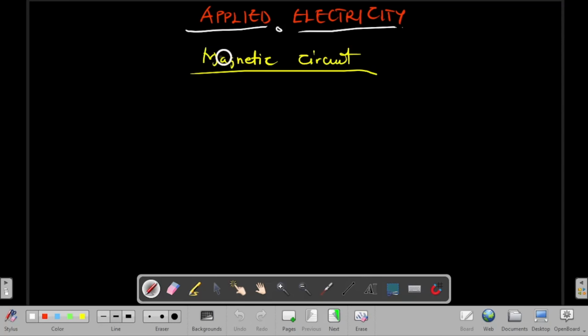In this lesson, I'll be taking you through magnetic circuit problems, how to solve problems in magnetic circuits. In our previous intro class, I introduced you to all the various terms expected in this particular section.